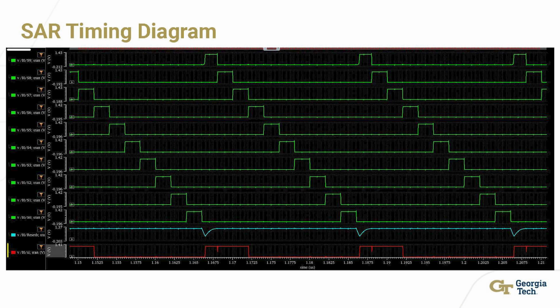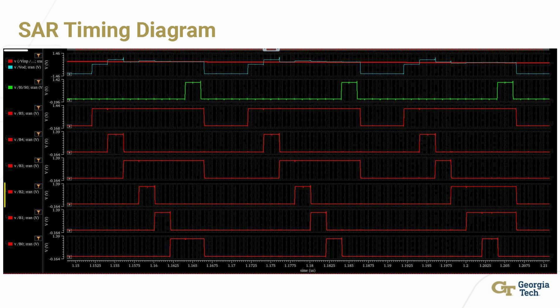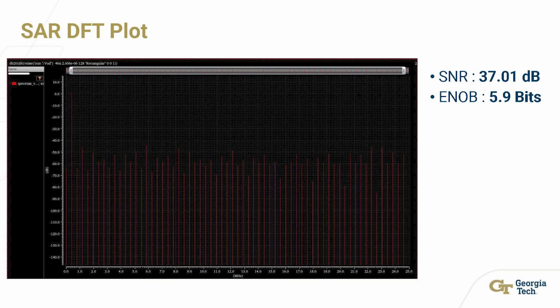So this is a zoomed in circuit over three time periods. And next we will look into the waveform of the bits, and finally we will look into the DFT plot. So the SNR right now is 37.01 dB, which has an expected number of bits of 5.9 bits, which is very close to 6. So we can say that our circuit is working fine.